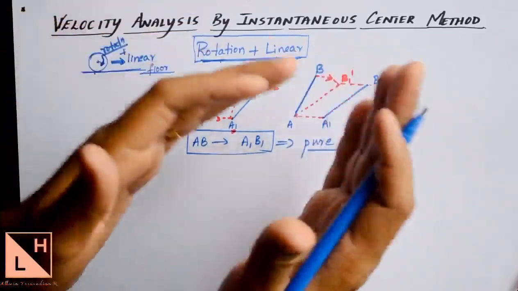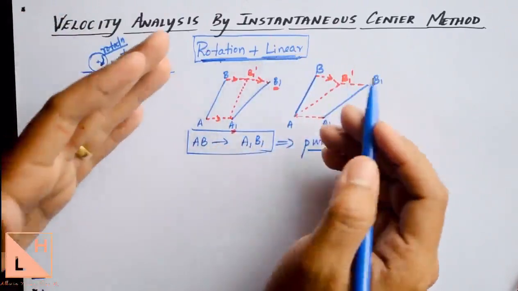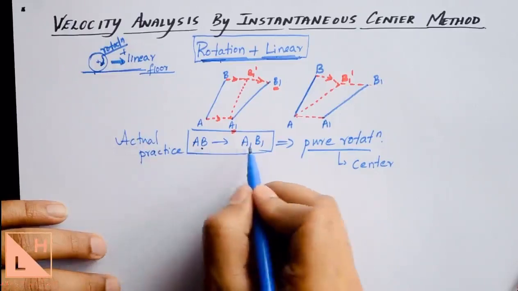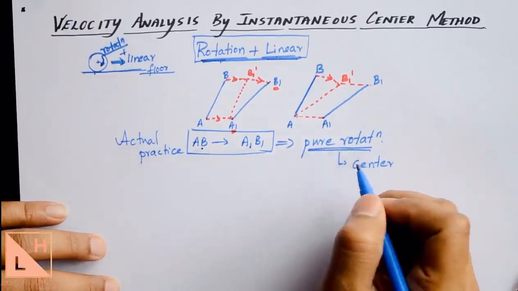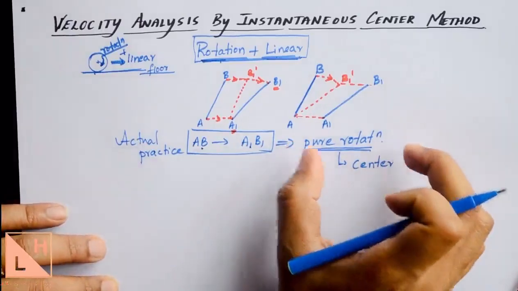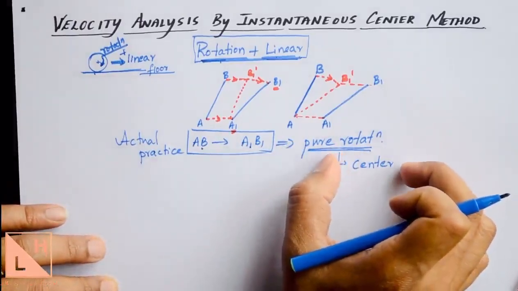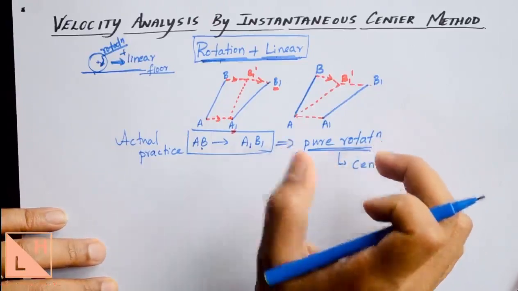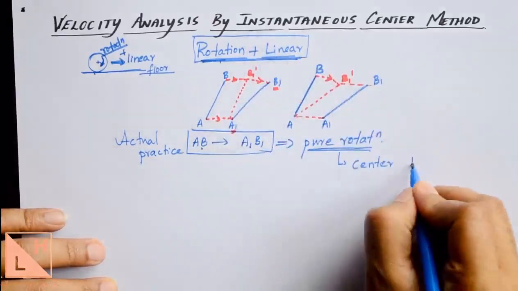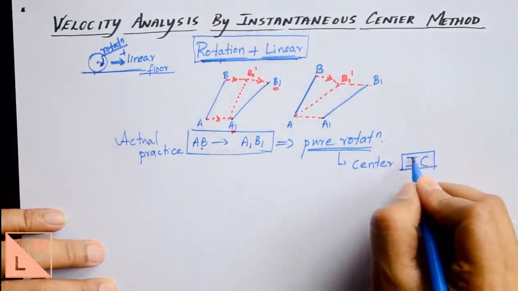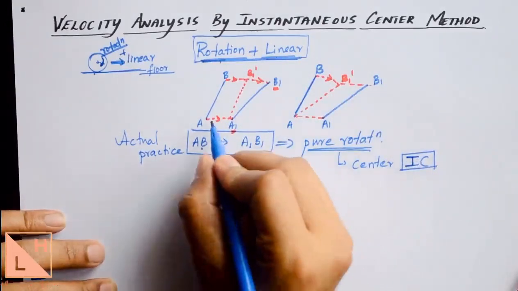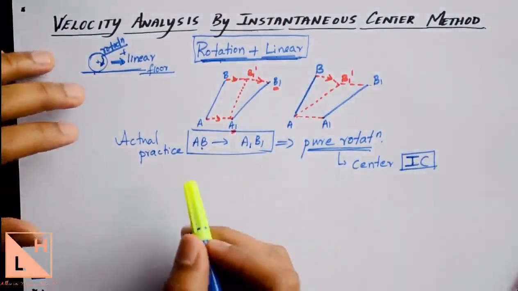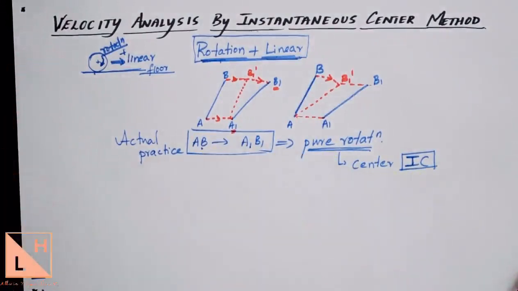It is so gradual that we can't split up the motion in actual practice. So in actual practice, the movement of a link from one position to another is going to be a pure rotation, and it is going to have a center of rotation. This center of rotation, formed by the assumption of pure rotation, is called the instantaneous center. This instantaneous center is obtained by assuming the movement of the link as pure rotation.